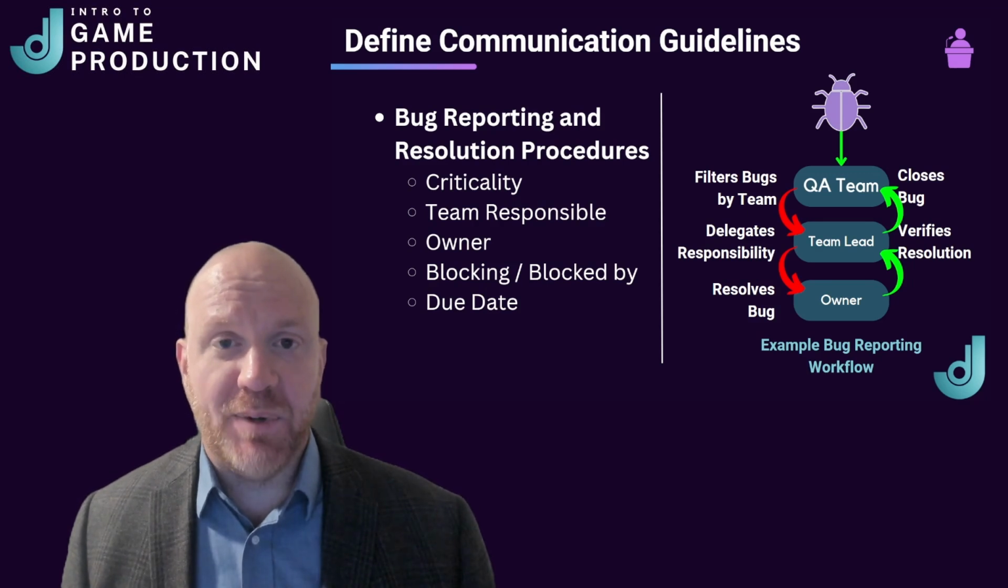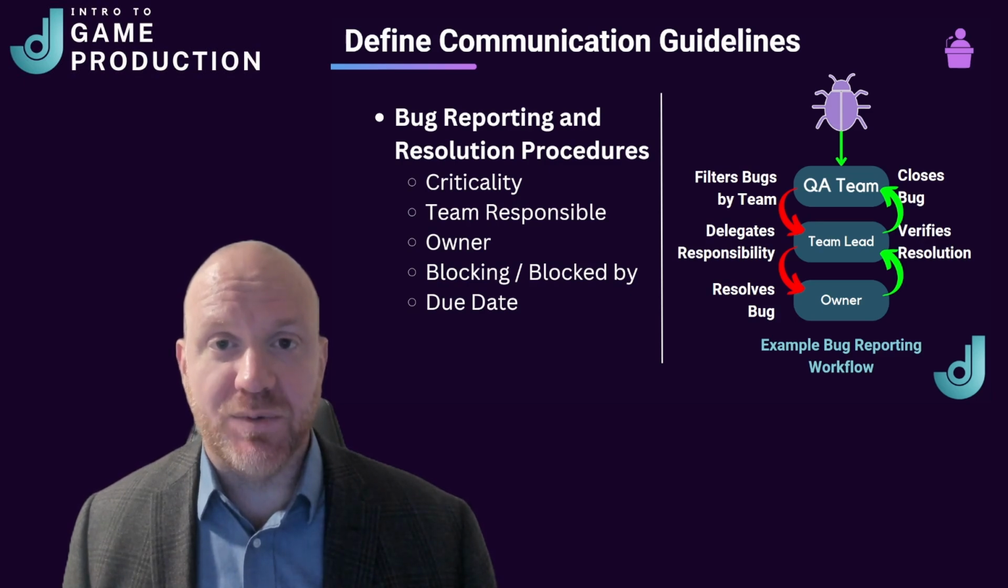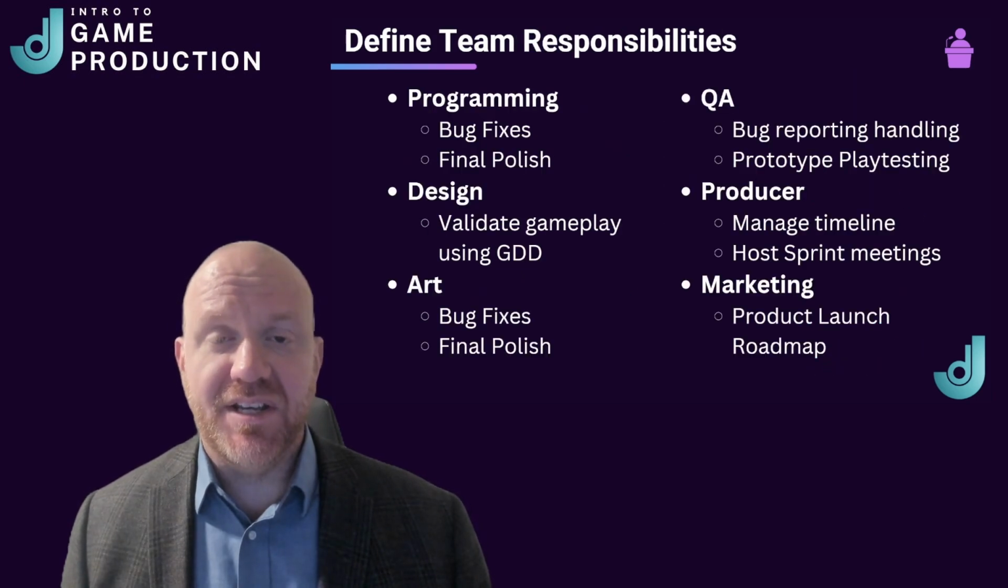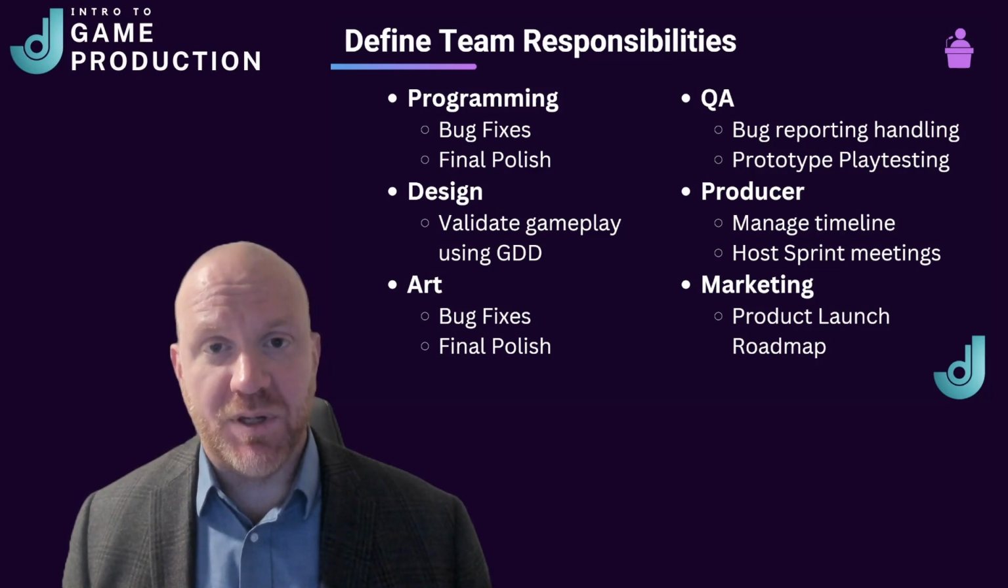They delegate responsibility to the team lead from that team. The team lead will assign an owner who will work to resolve that bug. Once the bug is resolved, they'll pass it back to their team lead to verify that it has been resolved. And then the team lead will pass it back to the QA team to close out the bug and verify that it's working.